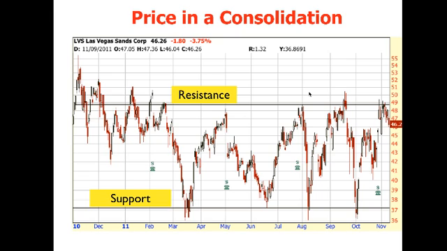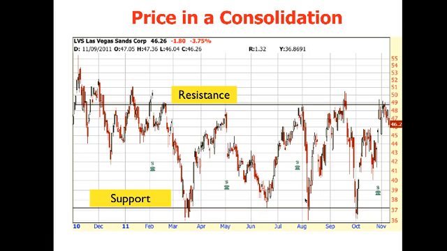At the same time, the price can't go down very much, because every time the price goes down, it hits $37 or so, and buyers rush in and push the price up. They do it consistently, telling you that at $37, buyers are waiting there because psychologically they feel that it's a cheap price, and hence the price is stuck in a consolidation.